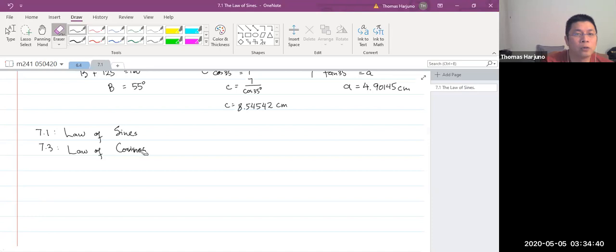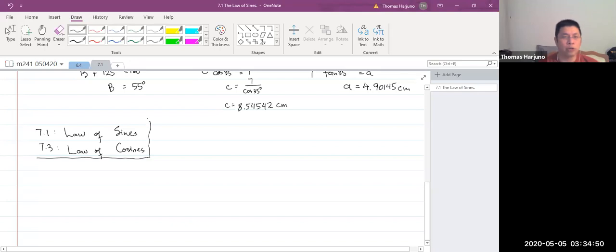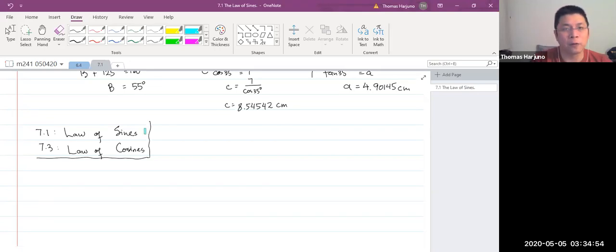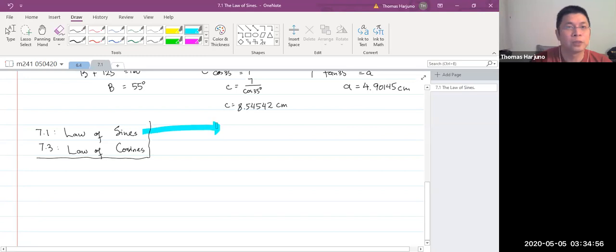Okay, now, one of the issues you will encounter later on, Thomas: how do I know which laws or which formula I should use? This is the hint, and actually, I get this hint from my instructor. This is the hint.